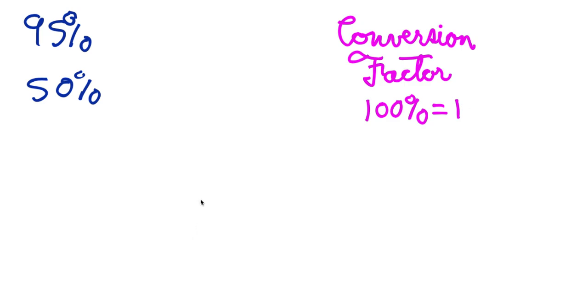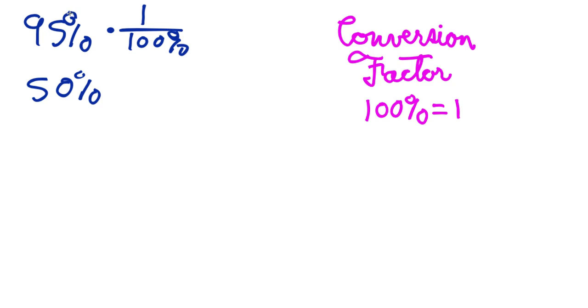There's an official way and an unofficial way to convert from percent to decimal. Just remember the conversion factor: 100% equals 1. So if I wanted to convert 95% into a decimal officially, what I have to do is multiply by 1 over 100%. And you're like, well, what does this mean?